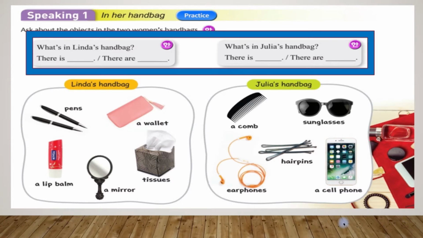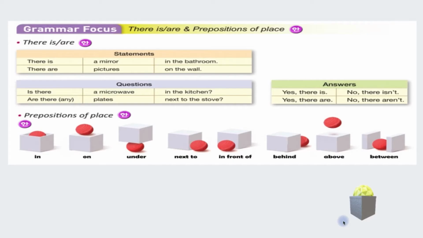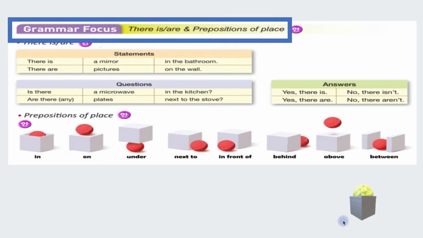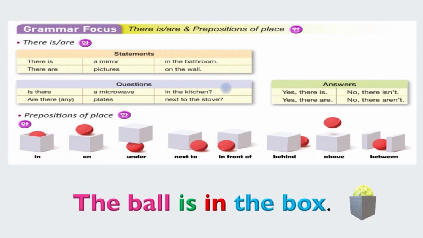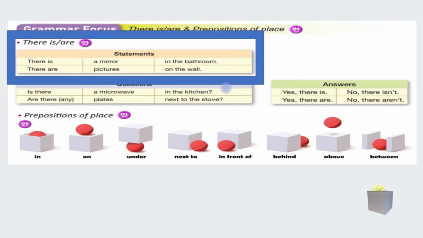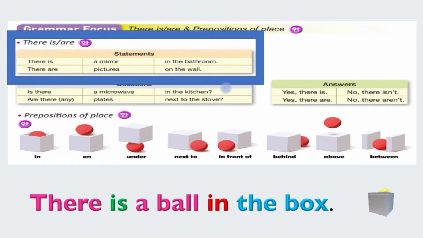So we'll look at the grammar section that deals with these questions. All right, so to answer what questions, we often use words like this, there is, or there are, plus the object and the place where they are. So if you know where the ball is, you say the ball is in the box. But we want to use the phrase there is or there are. So we could also say there is a ball in the box.